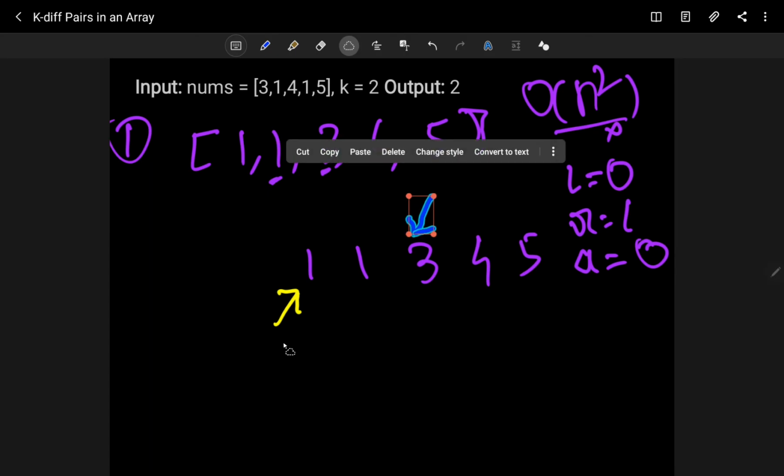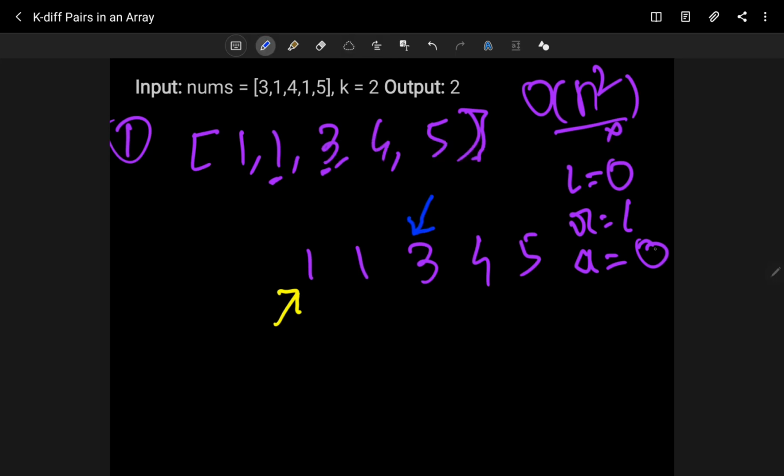I will move my right counter here. Now in this case I can see my difference is 3 minus 1, that is 2. That means we are getting the expected answer. So I will increment my value of answer counter by 1. That means I found my one pair.